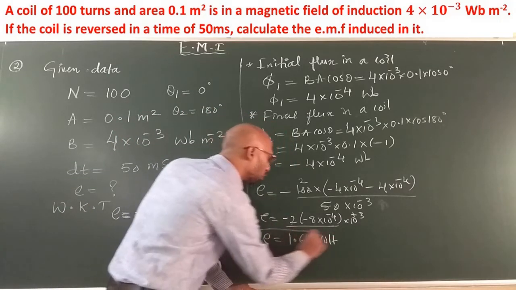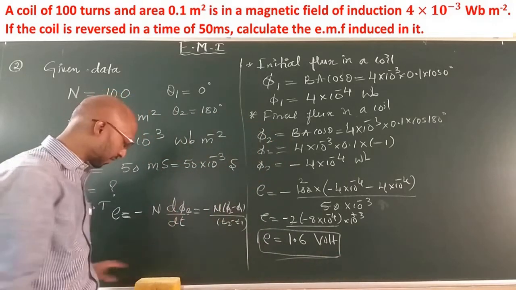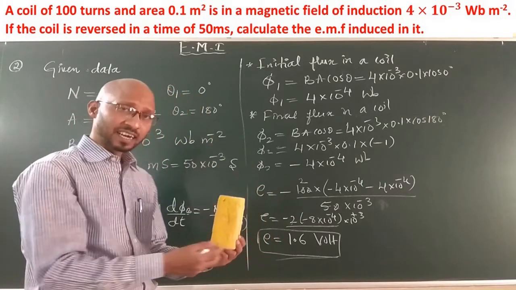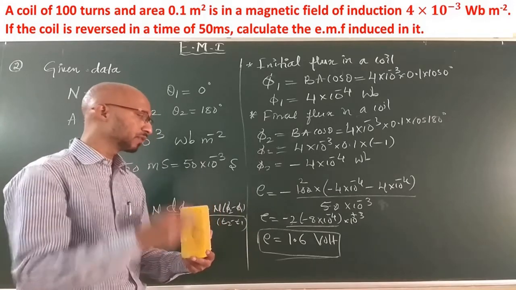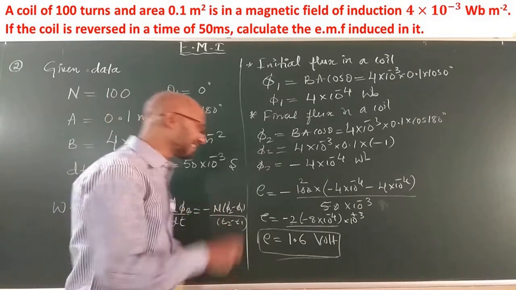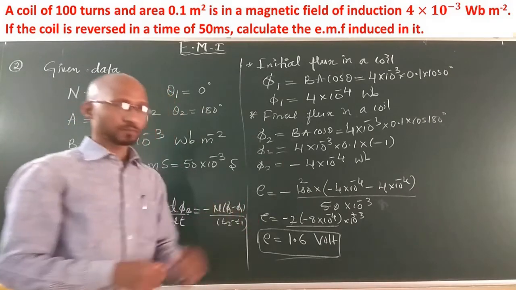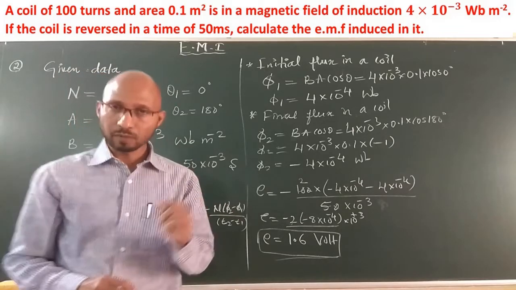This is the amount of EMF that will be induced in a coil if the coil is reversed. What is it saying? Initially the coil is kept in this line, and the complete data is given. When the coil is reversed, how much induced EMF will be generated? It is 1.6 volt of induced EMF generated in the coil. I hope you understand this second problem. Now we'll go to the third problem.